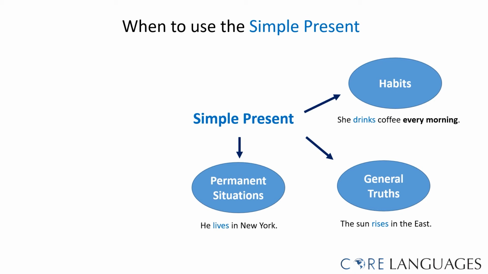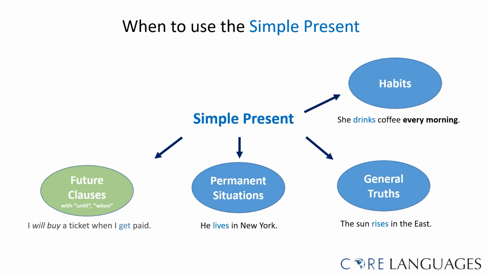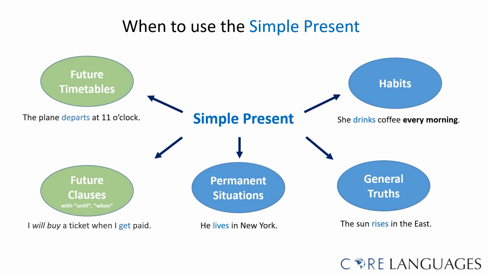We can also use the simple present to talk about things in the future. For example, I will buy a ticket when I get paid. We also use the simple present to talk about future timetables. For example, the plane departs at 11 o'clock.